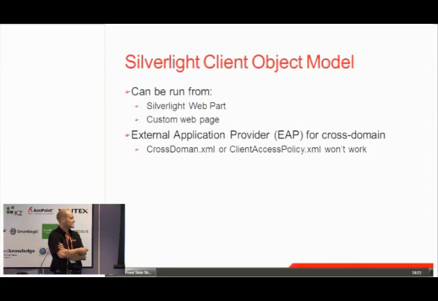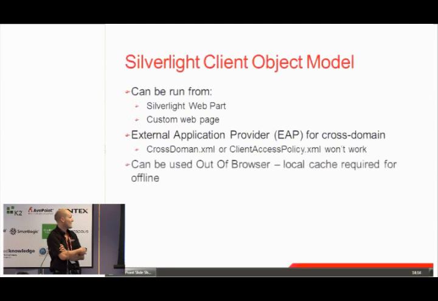But you actually need to use an external application provider if you're going to run things cross-domain, which is a little bit fiddly to set up. It's not the end of the world, but the standard ways of having a cross-domain or client access policy won't work within SharePoint, for the security model prohibits that. So it's just something to be aware of. It can be used out of browser. So this is the first solution that we could potentially have used. You need a local cache if you're going to store things offline, of course.